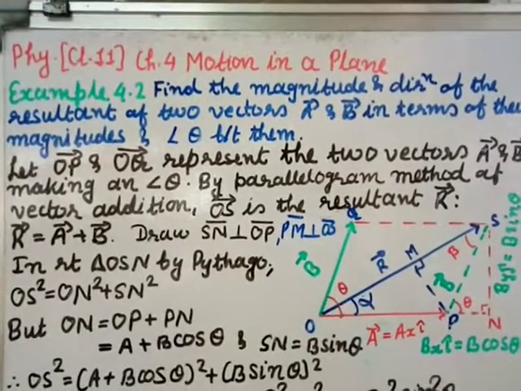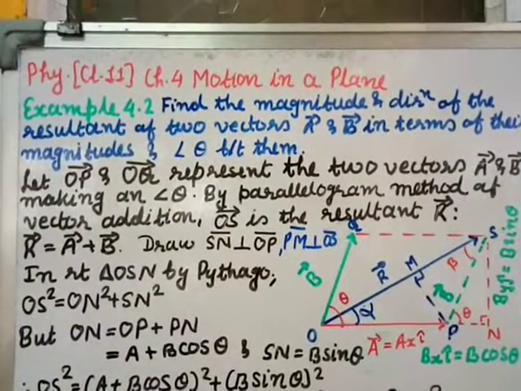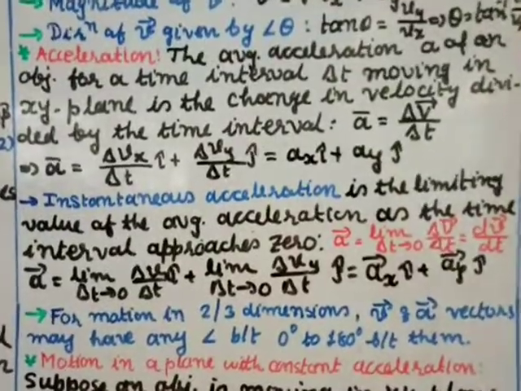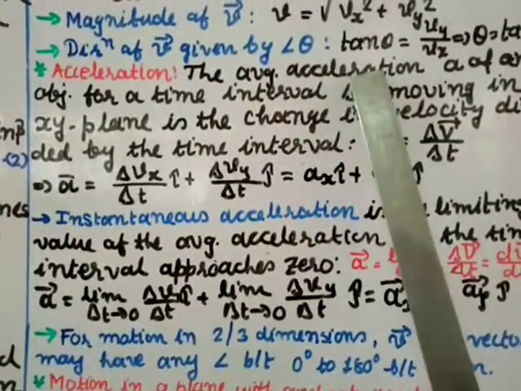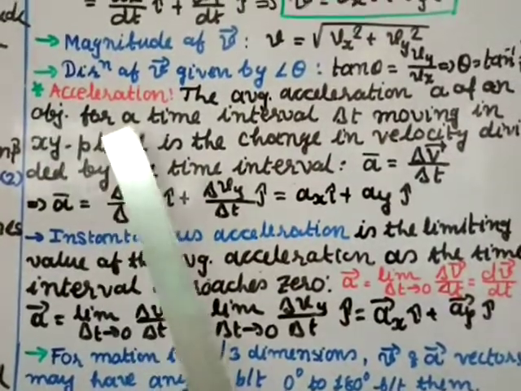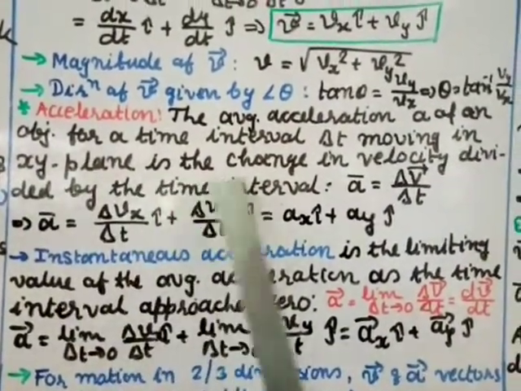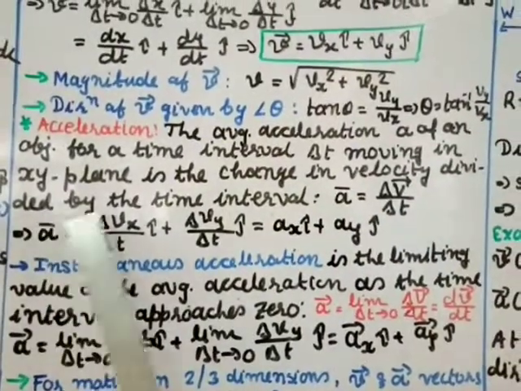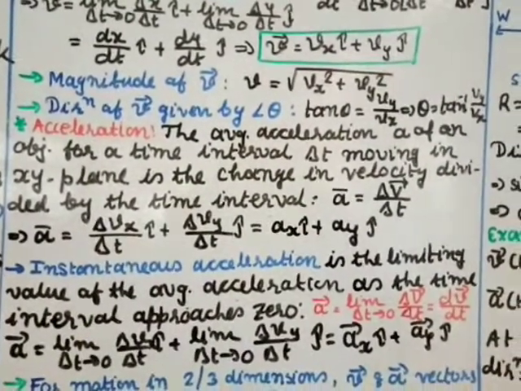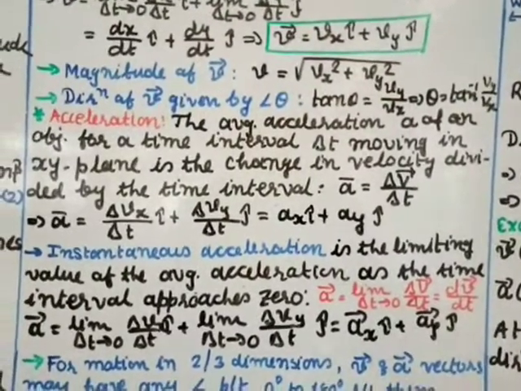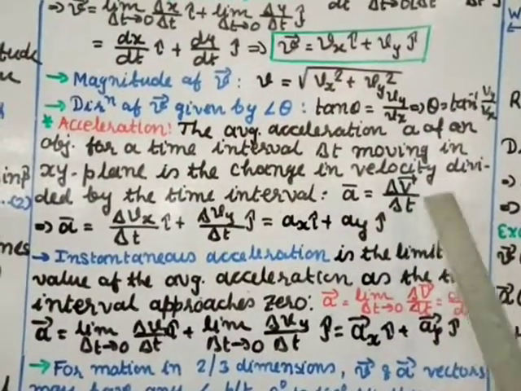We shall continue with our fourth chapter of Physics Class 11, Motion in a Plane. Acceleration. The average acceleration a of an object for a time interval delta t moving in xy plane is the change in velocity divided by the time interval. We know that change in velocity with respect to time gives you acceleration. So a is equal to delta v by delta t.